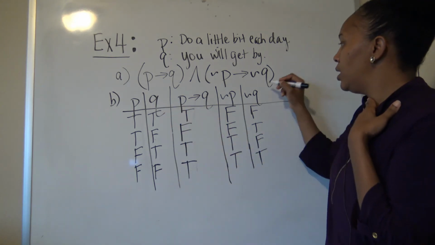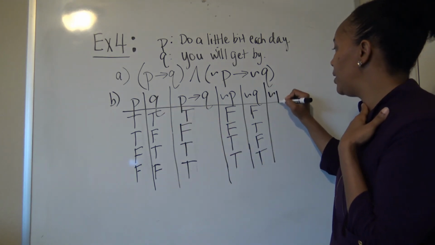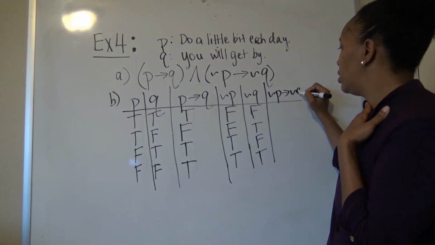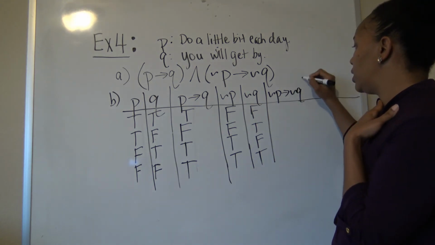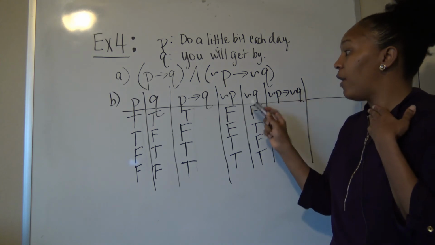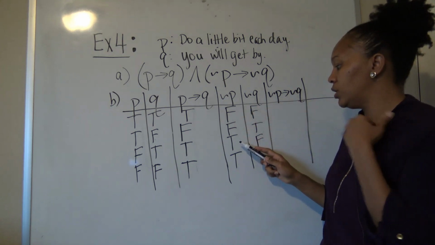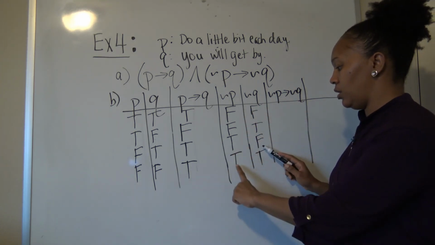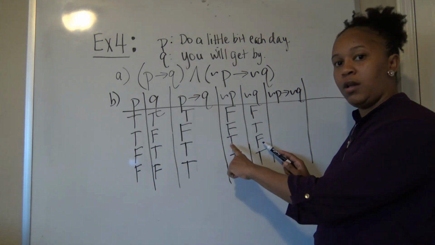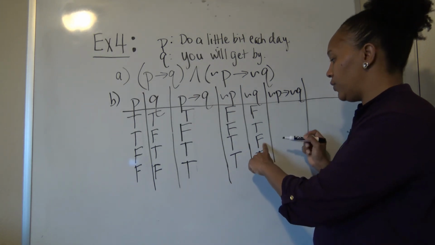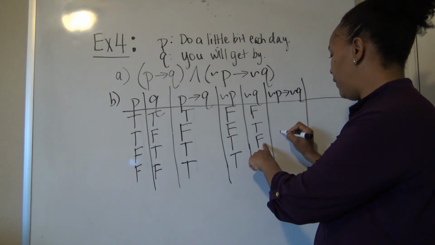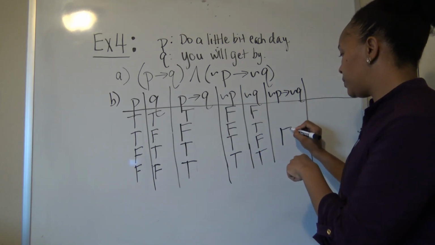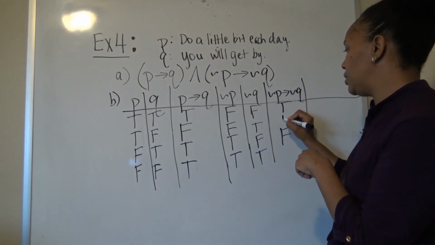All right. So now I want to do not P implies not Q. So this is a conditional. Remember, the conditional is false when the first one is true and the second one is false, which is this case right here. That's the only case where that happens. The first one is true and the second one is false. So that would be false. All of the other statements would be true.